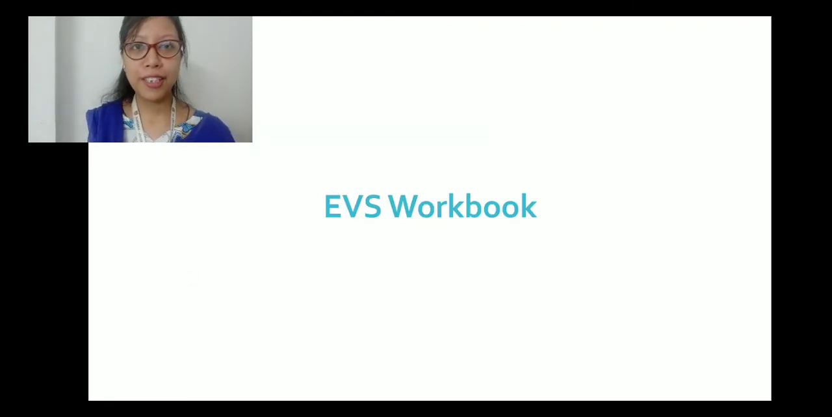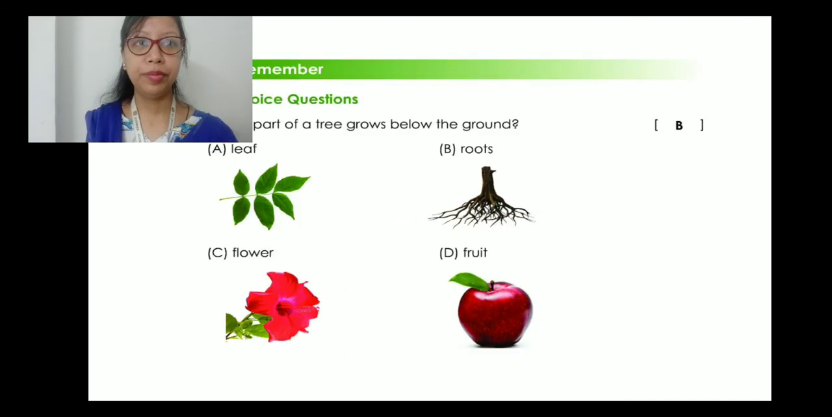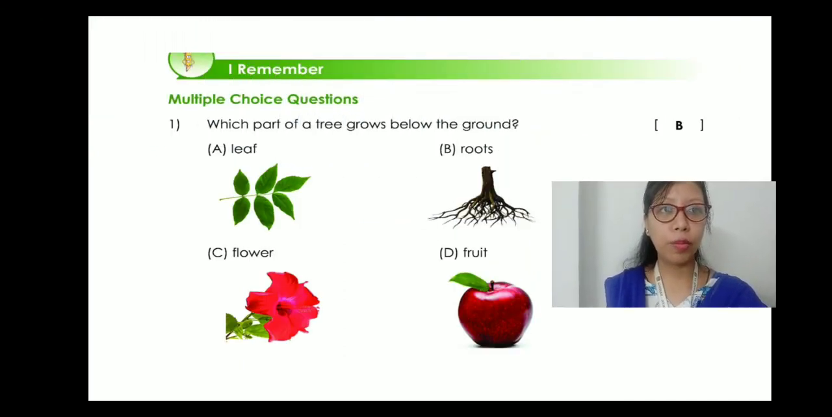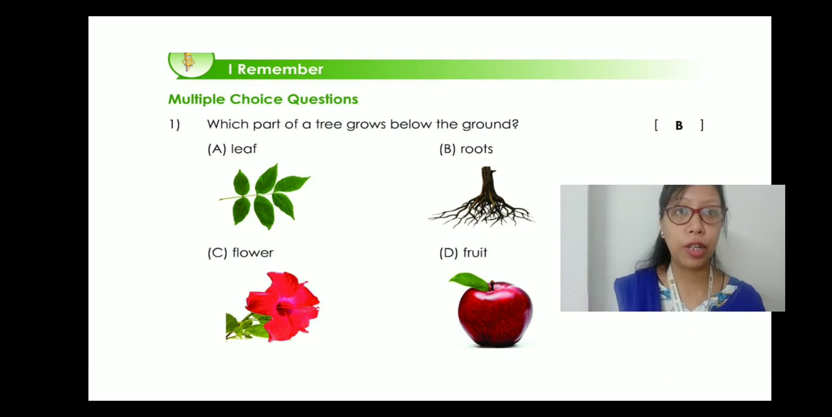Now let's move towards the workbook. In your workbook, we have the multiple choice questions. Question number 1 is, which part of a tree grows below the ground? We have already discussed. A is leaf, B is root, C is flower, and D is fruit. So which part do we not see, which is under the ground? Leaf we can see, flower we can see, fruit we can see, right? So the option that remains is the root, number B. So B will be the correct answer.